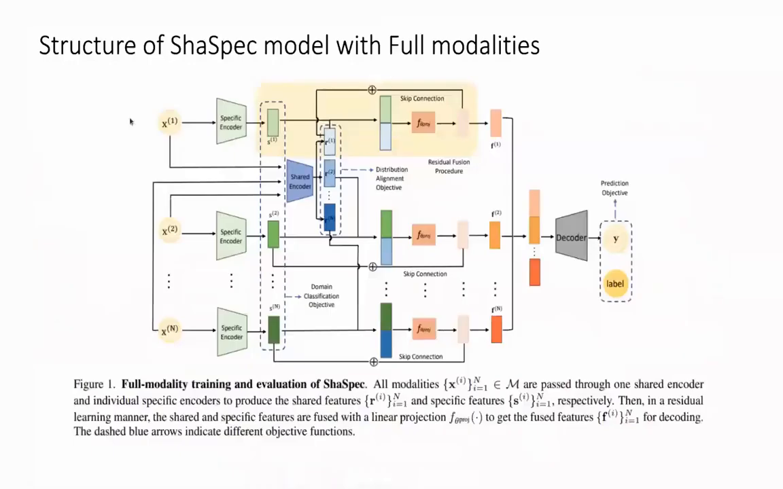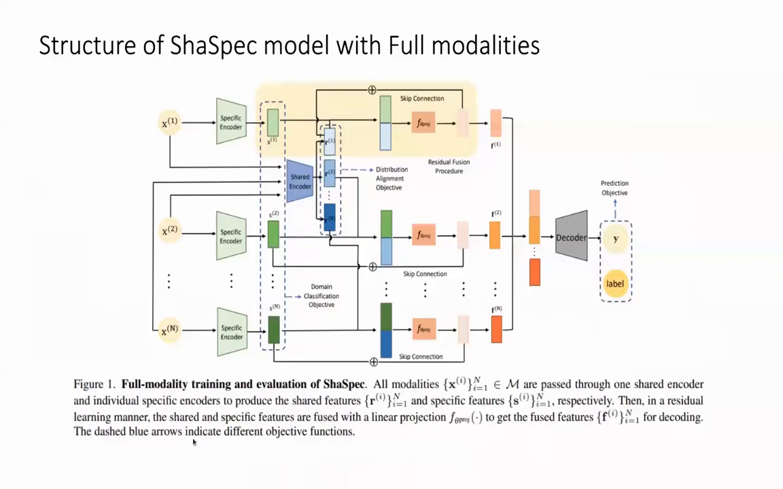Here's the structure of our model with full modalities. We have multiple modalities from X1 to X_N, passed through one shared encoder to get shared features, and several specific encoders, one for each modality, to get specific features, represented by R and S respectively. In a residual learning manner, as shown here, the shared features and specific features are fused together, followed by a linear projection to give the fused features in the end.